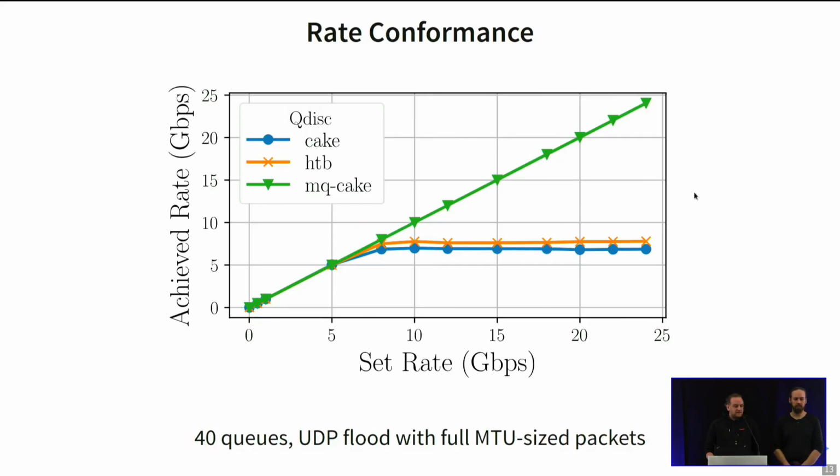On the other hand, cake and HTB plateau at around 8 to 9 gigabits per second.